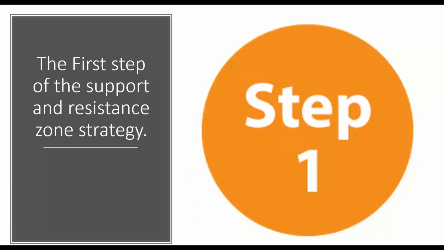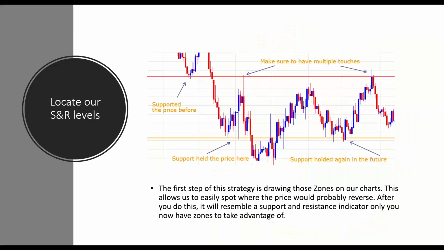So our first step in this little easy strategy is to draw these lines on our charts, okay, which we've just gone through in great detail on how to do this. After you do this, it will resemble a support and resistance indicator. Only you now have the zones to take advantage of. And what's happened is when you've drawn these on your charts, you and price action and that asset have become very familiar. You also have an understanding of these levels and which ones are significant to you.